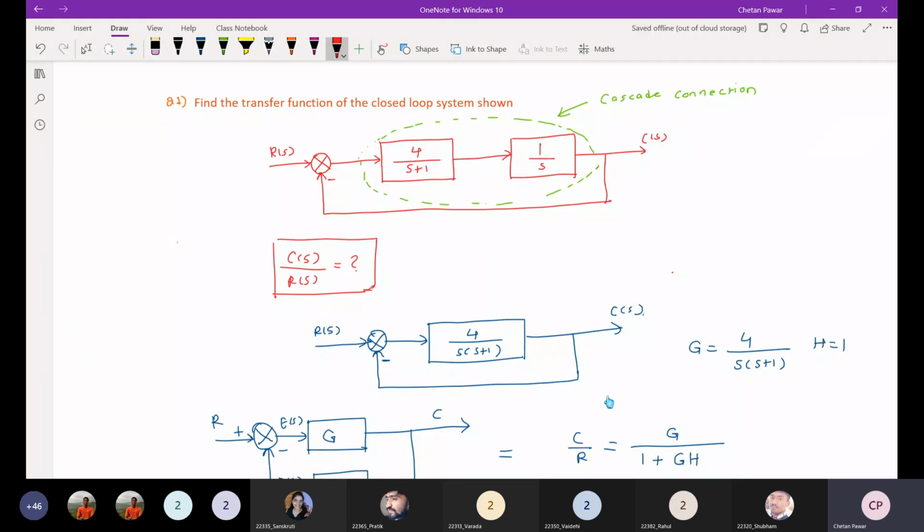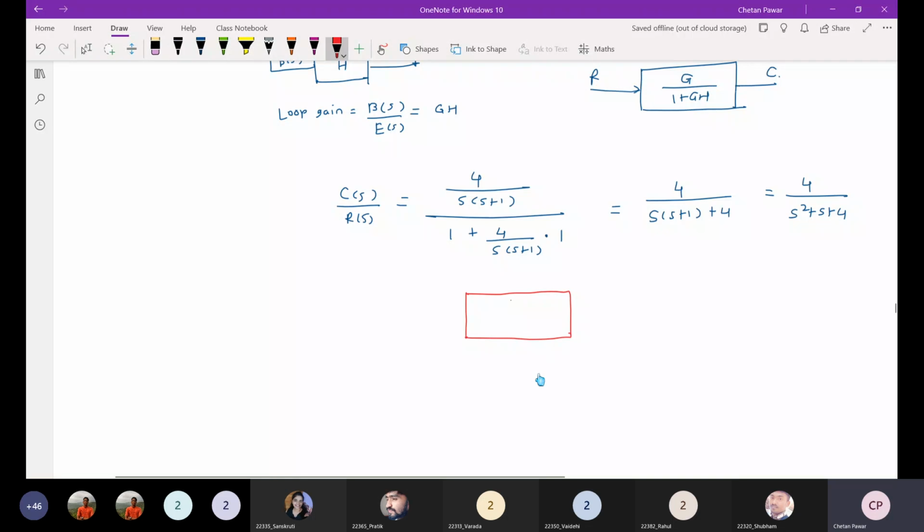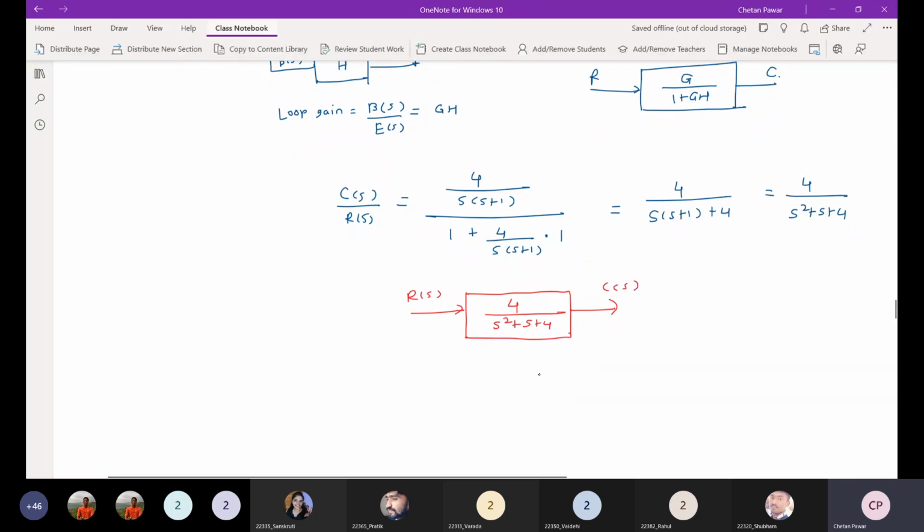So first this is the problem statement, right? So the cascaded connection is there. So I have drawn this. I have reduced that cascaded block to this single block. Now this closed loop block I have reduced to this block, G upon 1 plus GH. So I got this. So the final answer I will write here is 4 upon S square plus S plus 4. So that is R of S, C of S. So this is the final block we got.